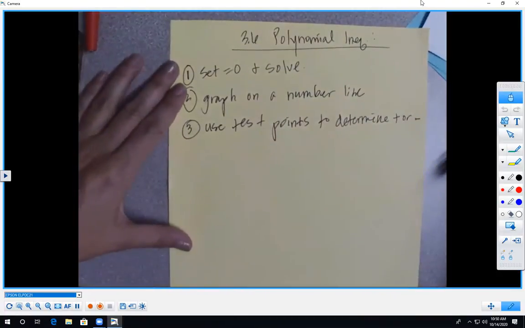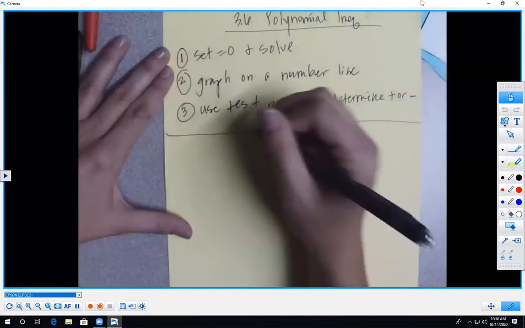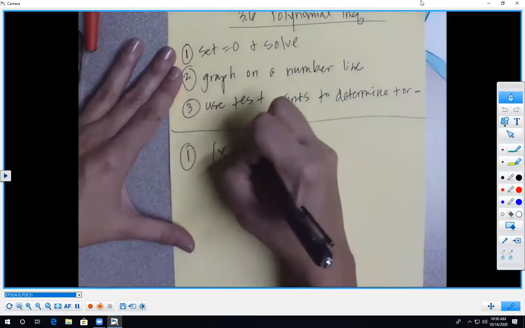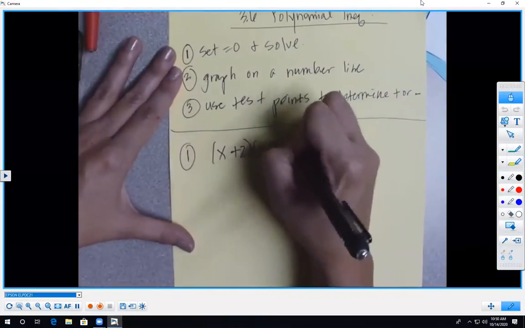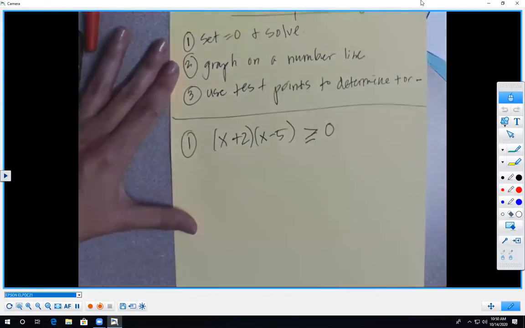Okay, I'm going to take like 30 seconds to just show you one of them. Okay, if you don't want to sit here and write it down, if you just want to watch, feel free to do that. If I had the problem, I'm going to go ahead and keep it factored just to make it easier. If I had this quadratic and it was greater than or equal to 0.